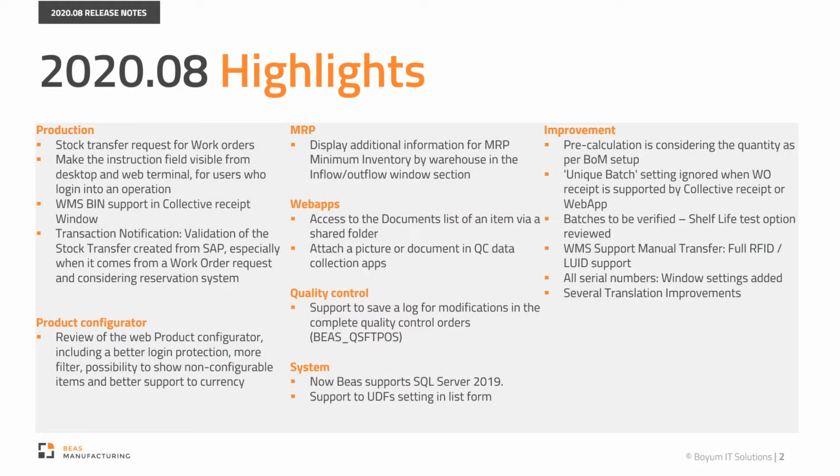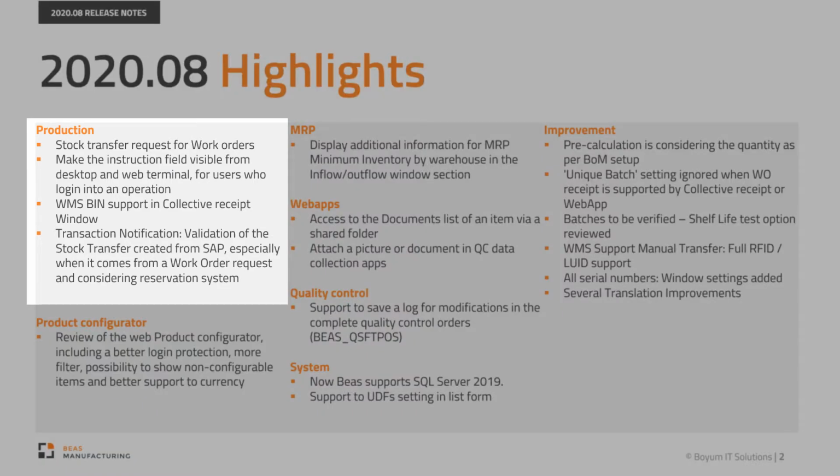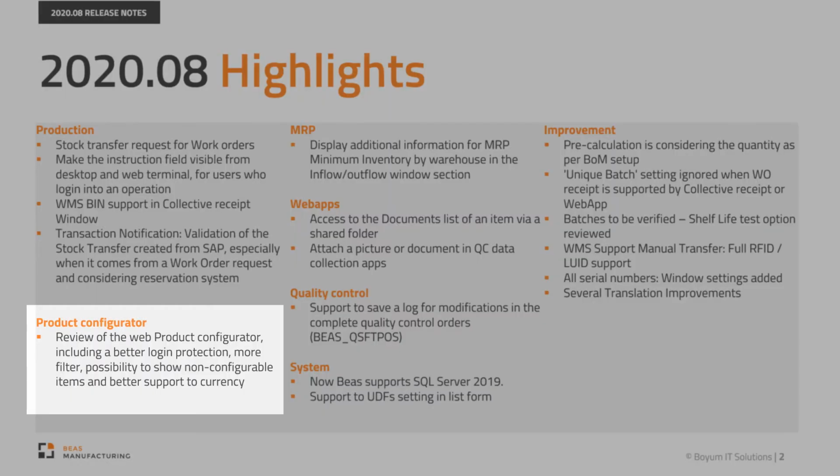Before going into details, let's go through the highlights. In the production area we have added a new functionality, stock transfer requests for work orders. For desktop or web terminal users, we made the instructions field visible, added WMS bin support in the collective receipt window, and established validation of the stock transfer created from SAP. We have enhanced the web product configurator, including a better login protection, more filters, and many more.